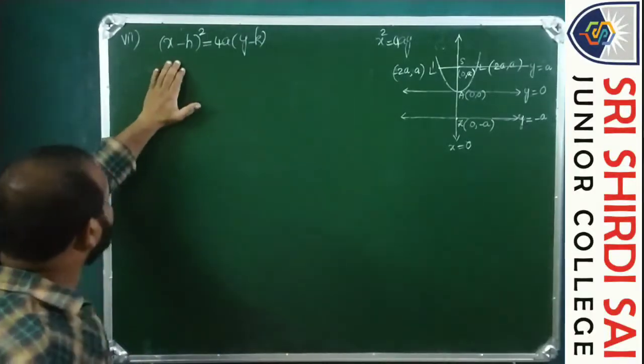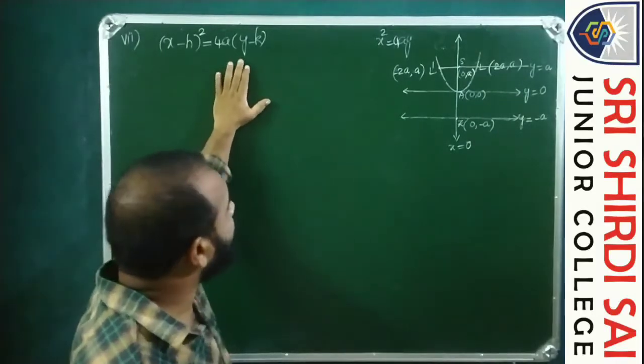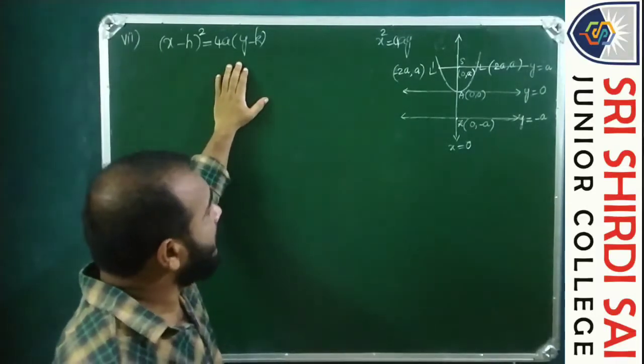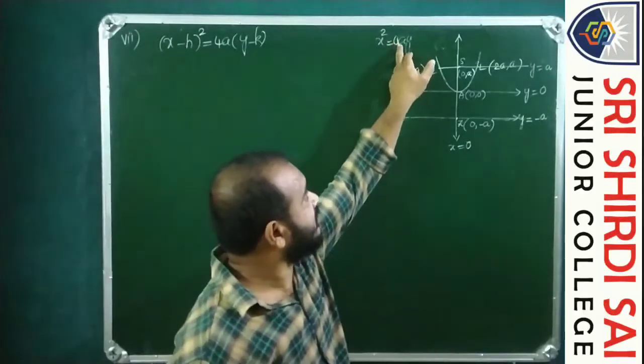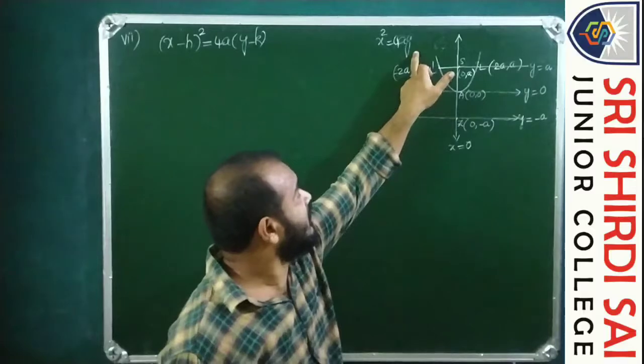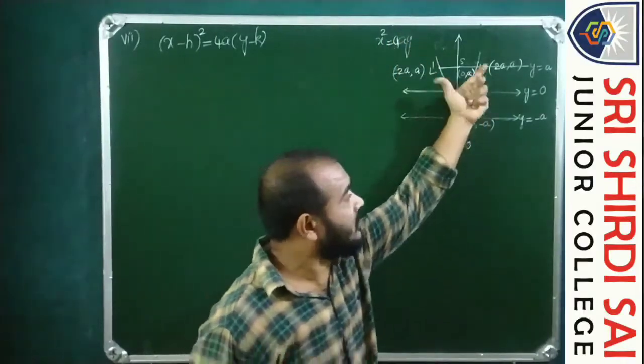Now x minus h whole square equals to 4a into y minus k parabola. This could be compared with the standard form of the parabola x square equals to 4ay, whose vertex is at the origin and is symmetric about y axis, positive y axis, it's an upward parabola.